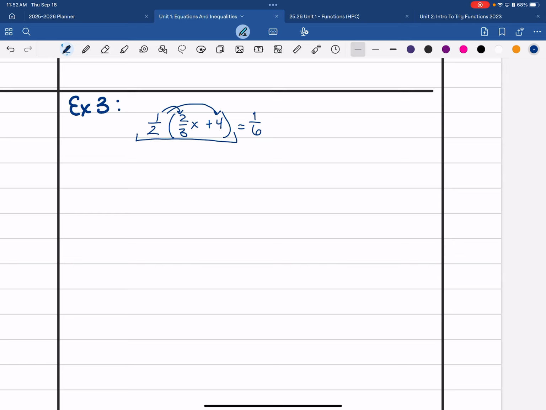I'm doing 1/2 times 2/3. I'm going to write that out because that's a little bit trickier. And then 1/2 times 4, which is half of 4, so just 2. My 2's cancel, so I'm left with 1/3 x plus 2 equals 1/6. From example 1, we're going to look for a common denominator. Our common denominator between 3 and 6 is going to be 6. So I'm going to multiply everything in this equation by 6.